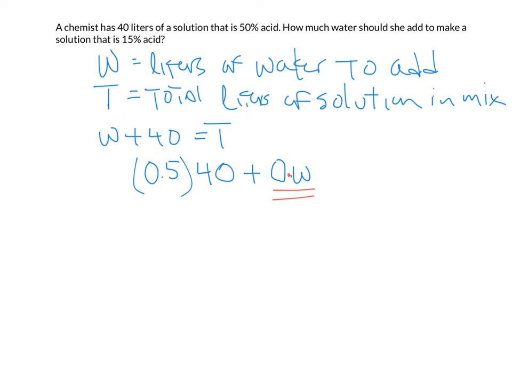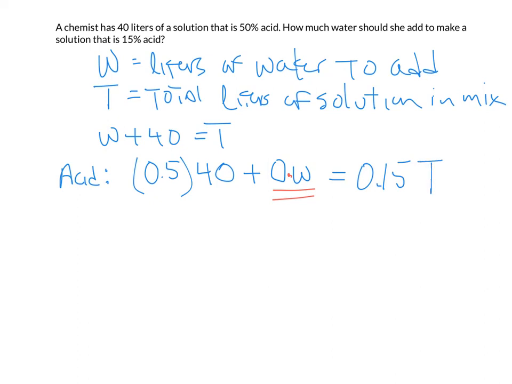Still, you can write the equation just to keep track of playing the movie in your head, that you start with a big bin of 40 liters of 50% acid, and then you're going to add some water. But if you're keeping track of the acid, and let me write that that's what we're keeping track of here, it's 50% of the original 40 liters plus however much acid we get when we add water, which is nothing. And that should equal the total amount of acid in the final solution. So that's going to be 15% of T.